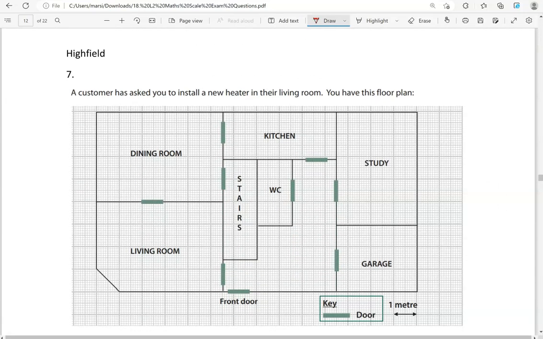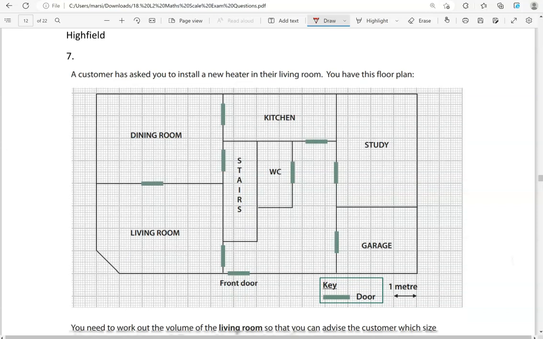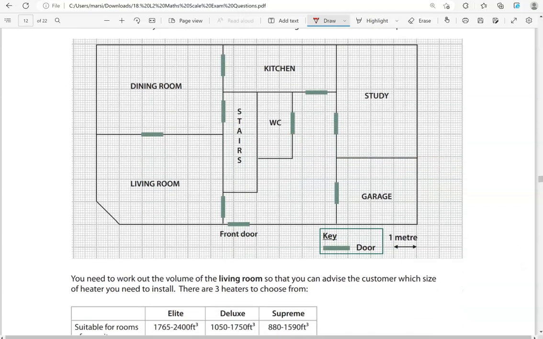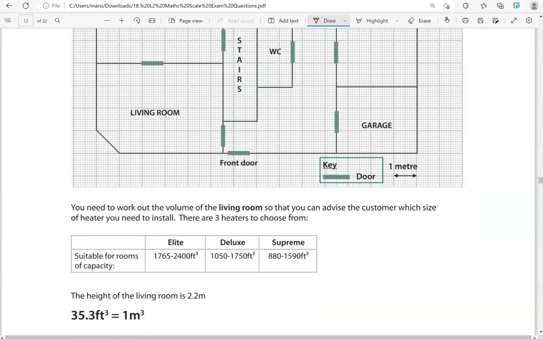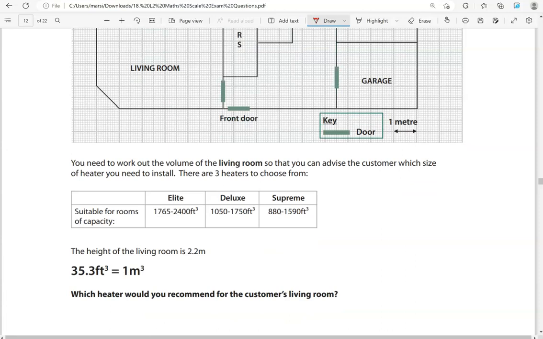A customer has asked you to install a new heater in the living room. You have this floor plan. You need to work out the volume of the living room so that you can advise the customer which size of heater you need to install. There are 3 heaters to choose from: Elite, Deluxe and Supreme. The height of the living room is 2.2 meters. 35.3 cubic feet equal 1 cubic meter. Which heater would you recommend for the customer's living room?